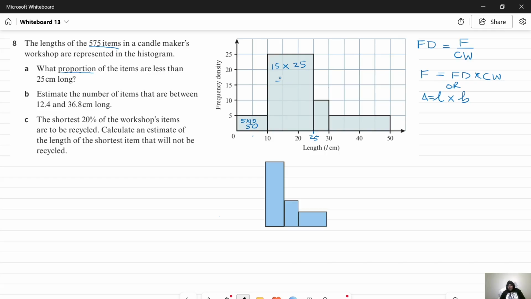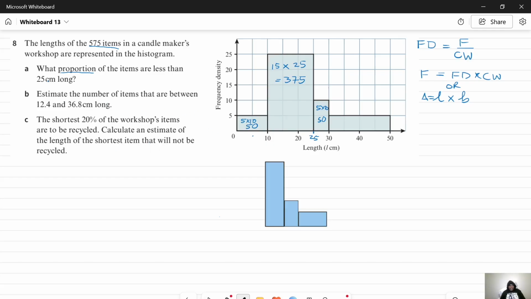And this gives you 375. So in this class, I have 375 items, and from 0 to 10 I have 50 items. This would be 5 by 10, giving me 50. Now that I know I can get the number of items by finding the area of the classes, or by using the formula frequency density times class width, which is equivalent to the area of each of these bars, I can now come and respond to my question.